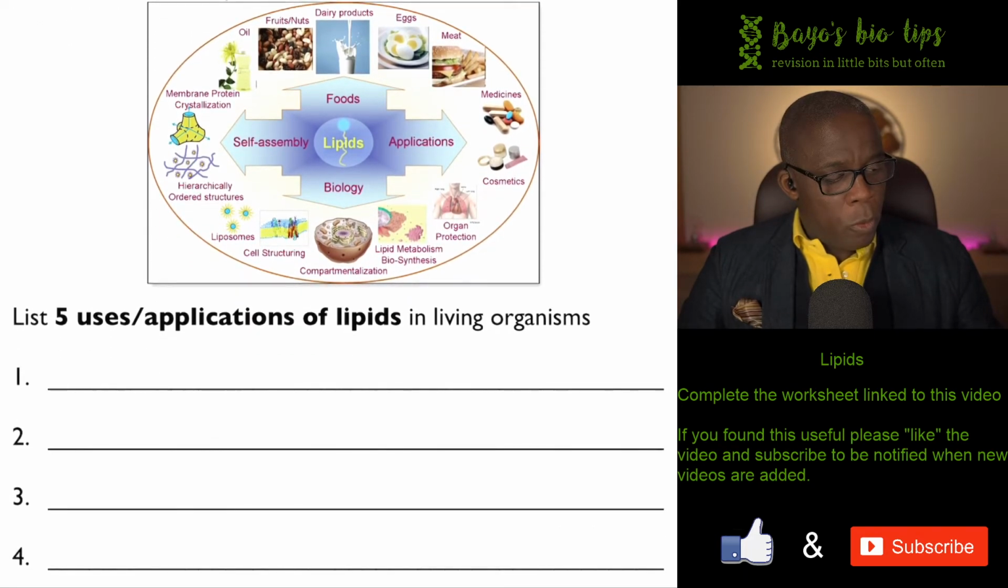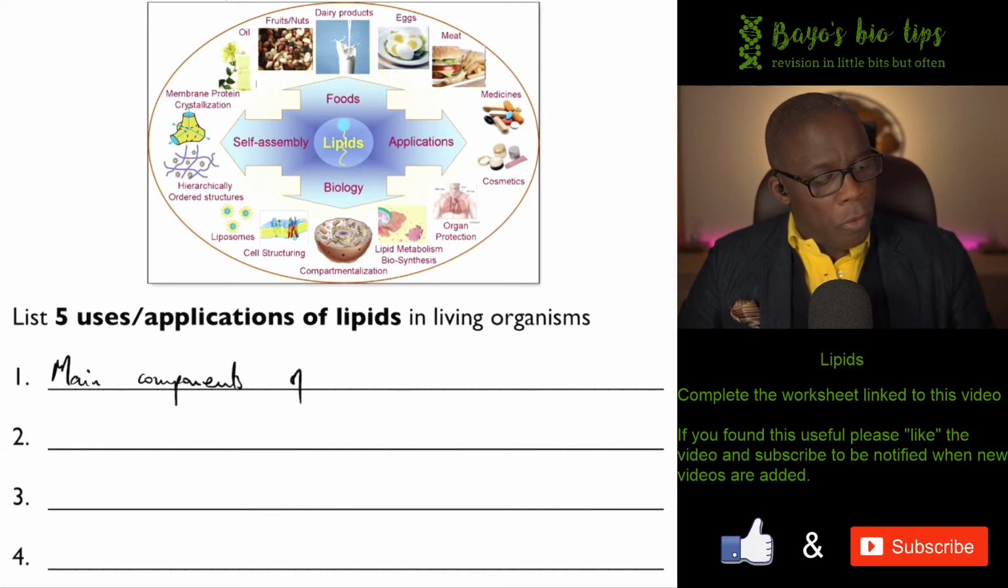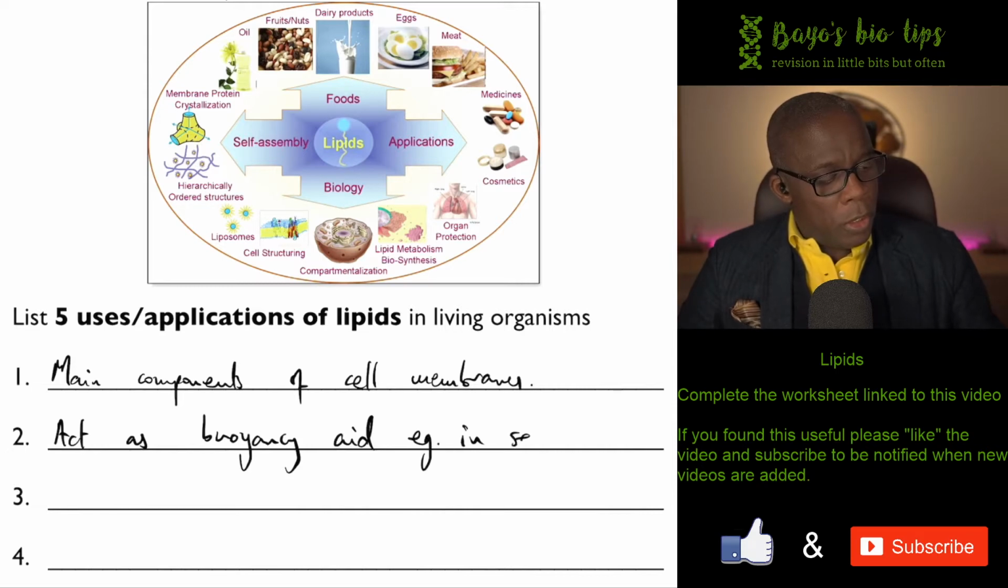So why would we even talk about lipids at all? Basically because they perform lots of different vital functions in living organisms. So let's put down some of those functions. They're the main components of cell membranes. They can act as buoyancy aids, e.g. in seabirds.